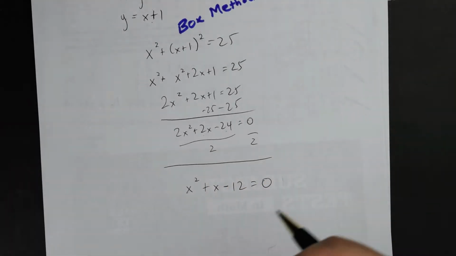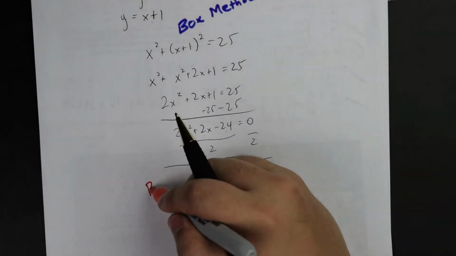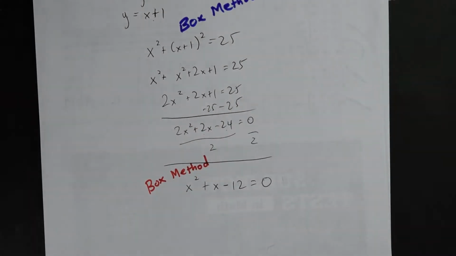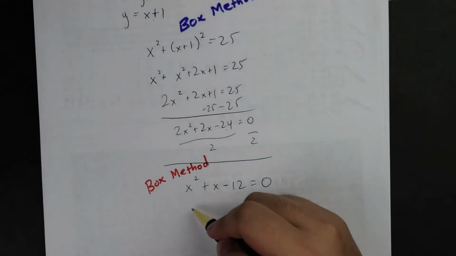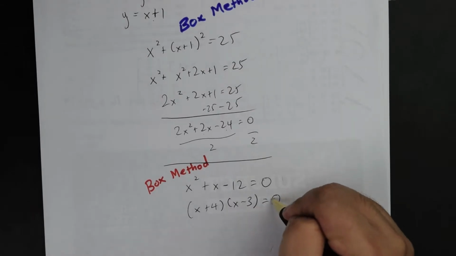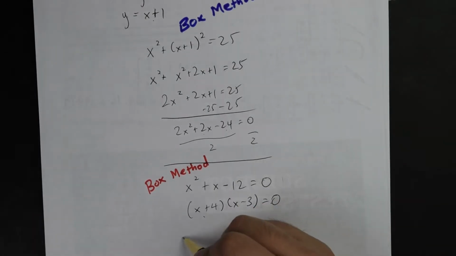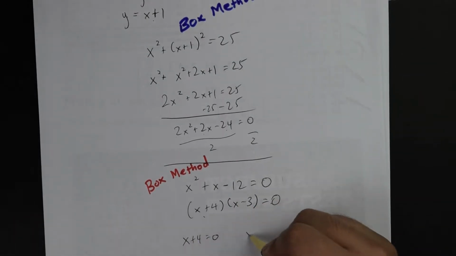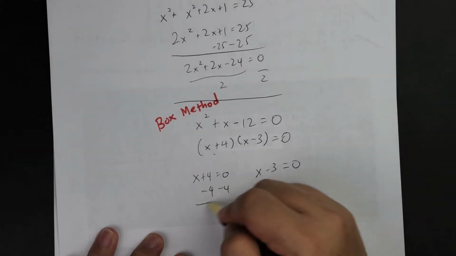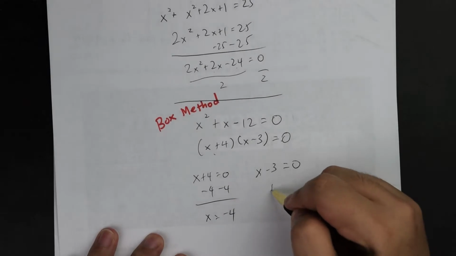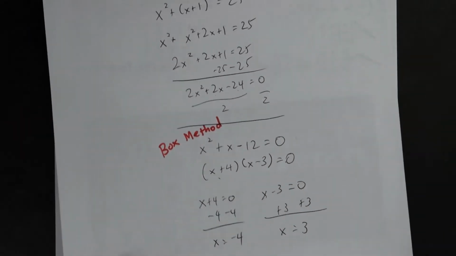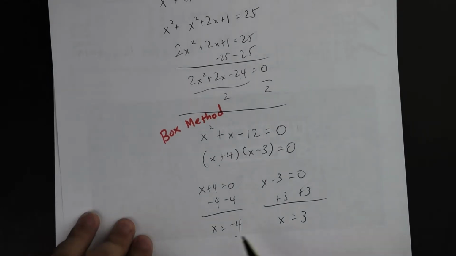Once again, this is another box method, and I'll just use a different color to diversify the colors here. Box method once again right here. And thus, when I factor this, it will be (x plus 4)(x minus 3) equals 0. Thus, if I break this down and solve for each part, x equals -4 and x equals 3. Thus, there's two possible x values that exist, -4 and 3.